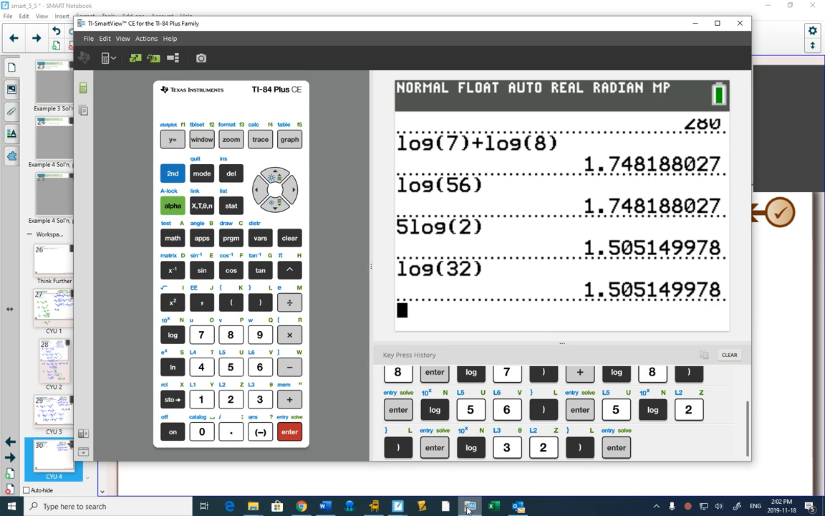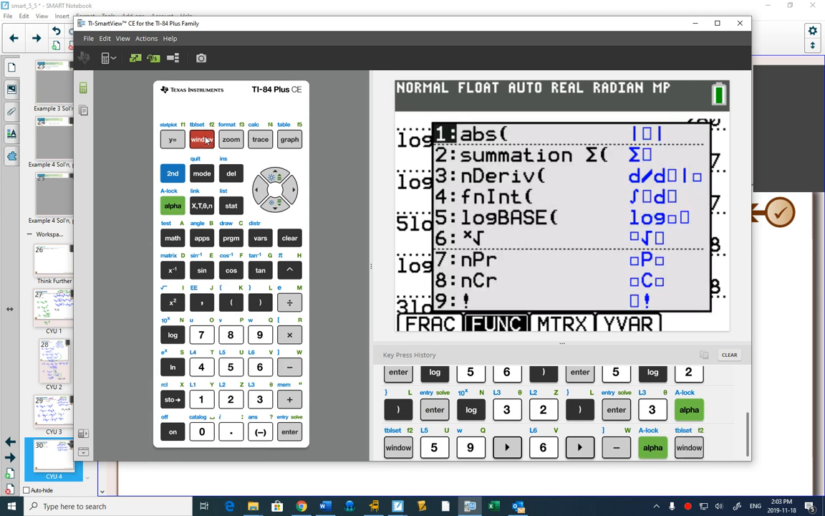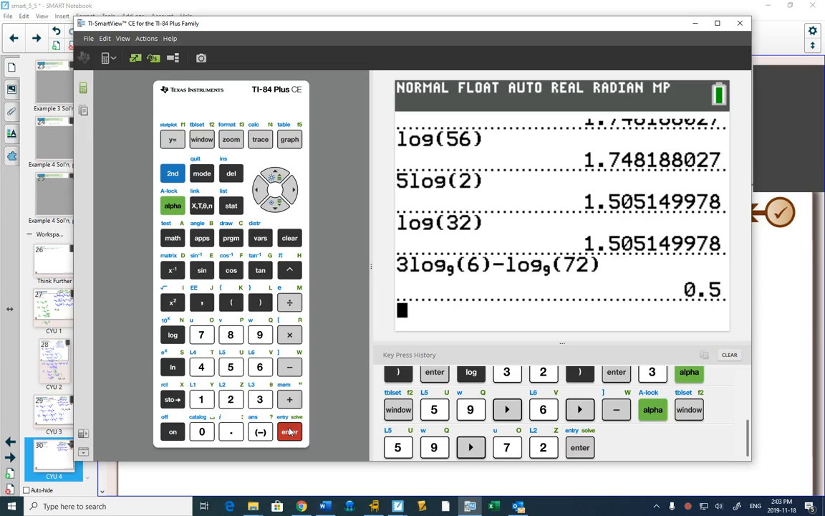which is 3 log base 9 of 6, and then it is minus log base 9 of 72. And surprisingly, it's a nice number in the end, 0.5. So we have to be able to come up with that 0.5 without our calculator.